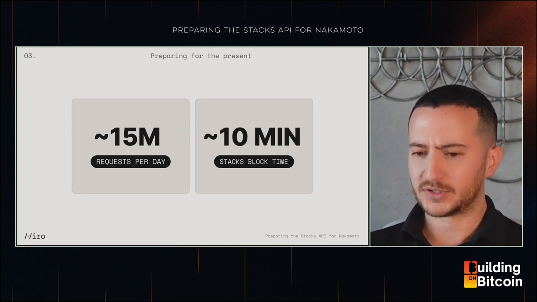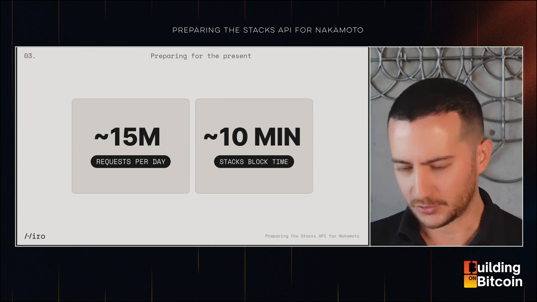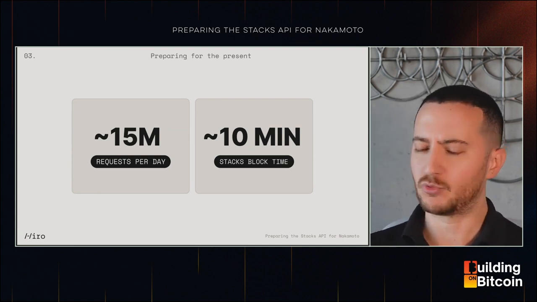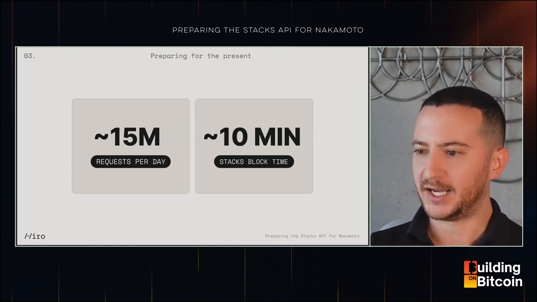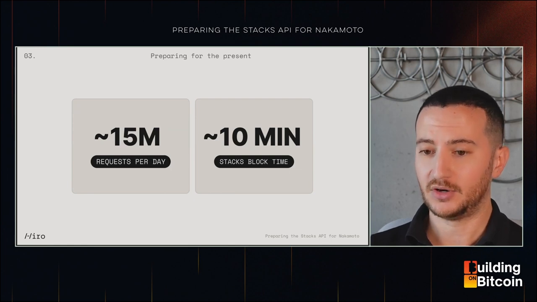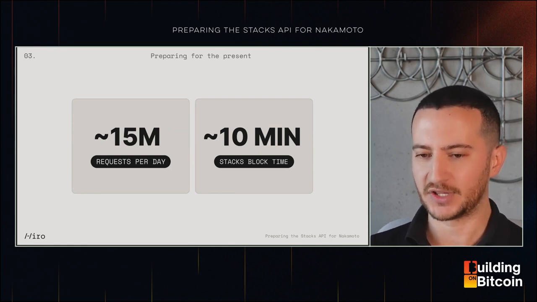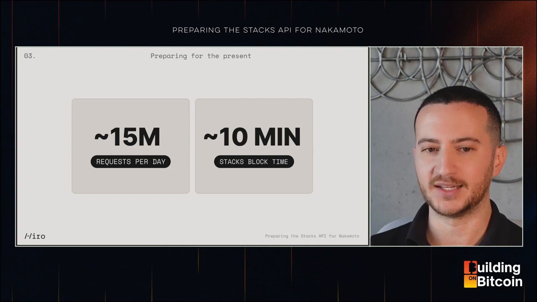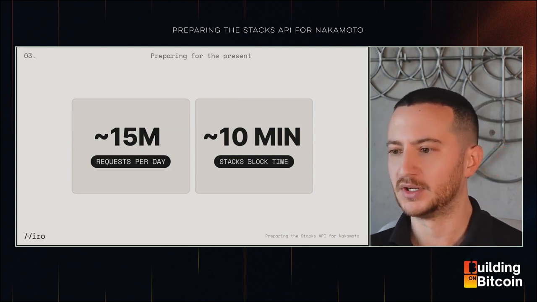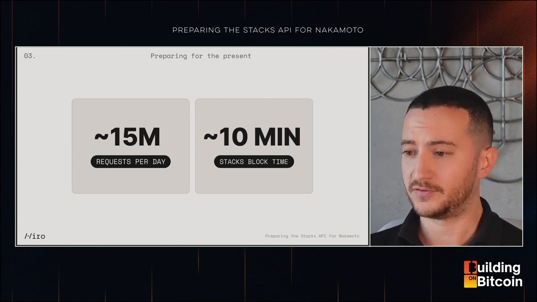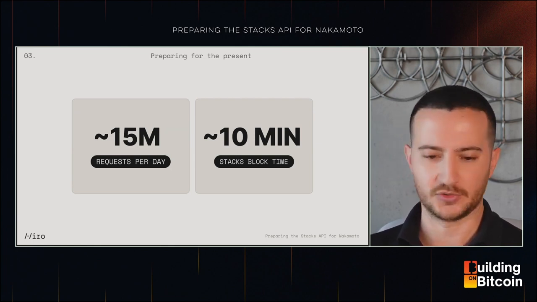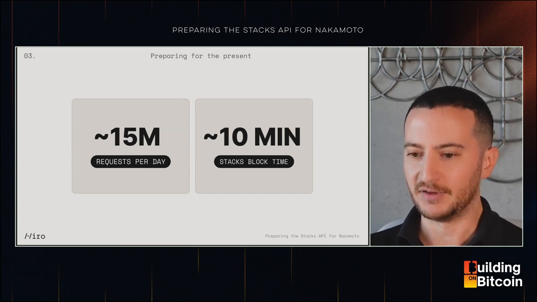But the important thing to note is that the Stacks block time is still 10 minutes. So still one Stacks block equals roughly one Bitcoin block. So again, our focus on the API is still on the read side of things to make sure that people can get their information and that the API is not overwhelmed, right? Because we also saw a lot of new API keys being generated. So this means developers are interested in building with this API, so that's good.